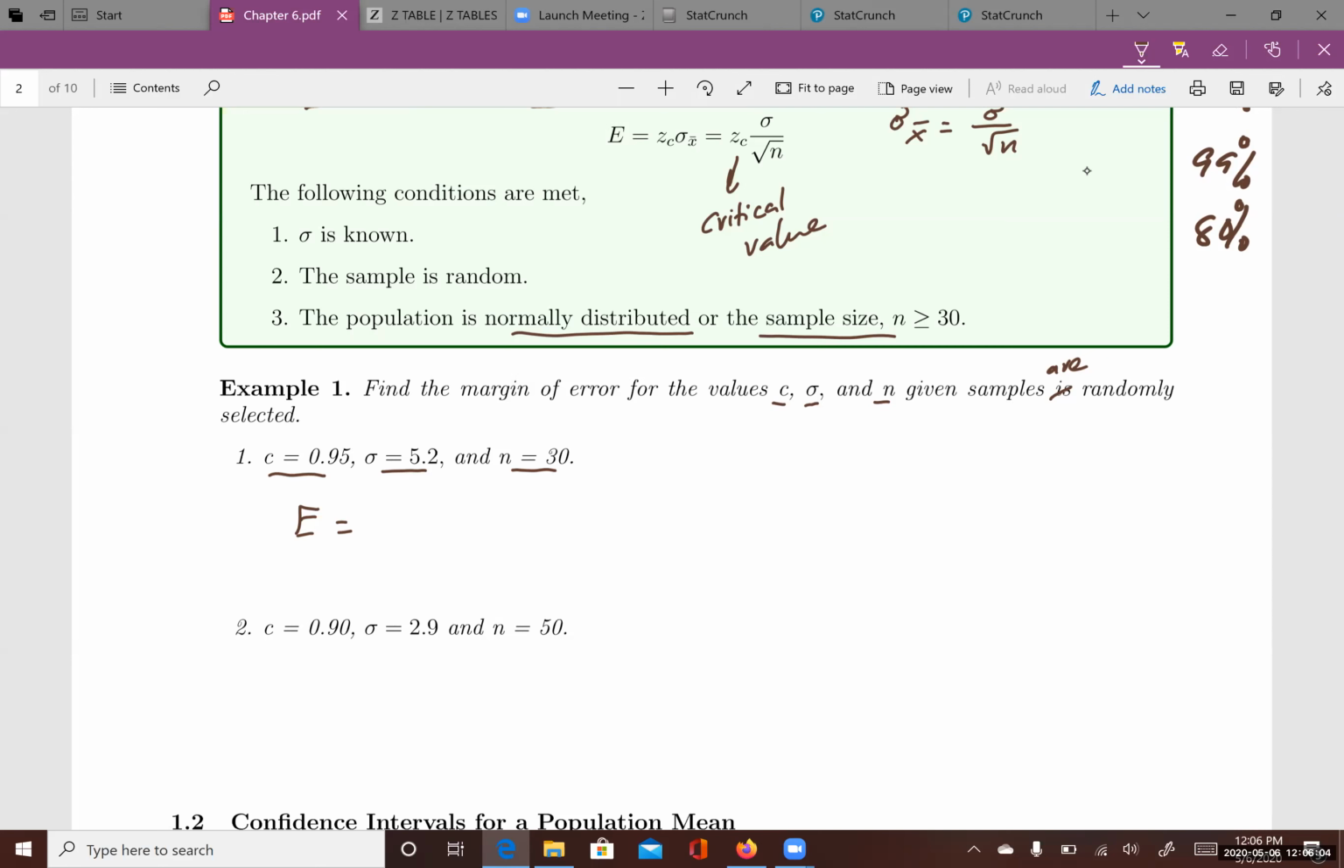So the formula is E equals ZC times sigma divided by square root of n. And this is the point where you ask, how can you find ZC, given C is 0.95?